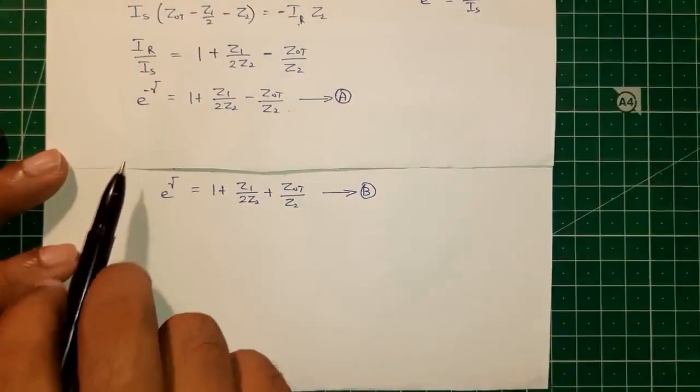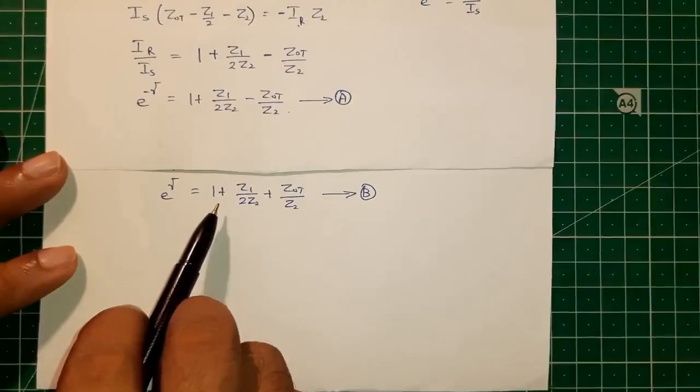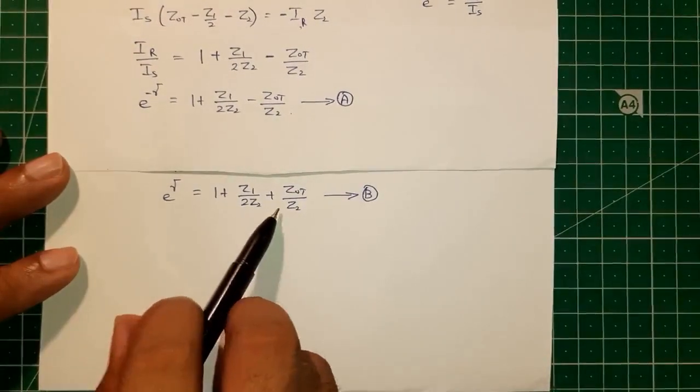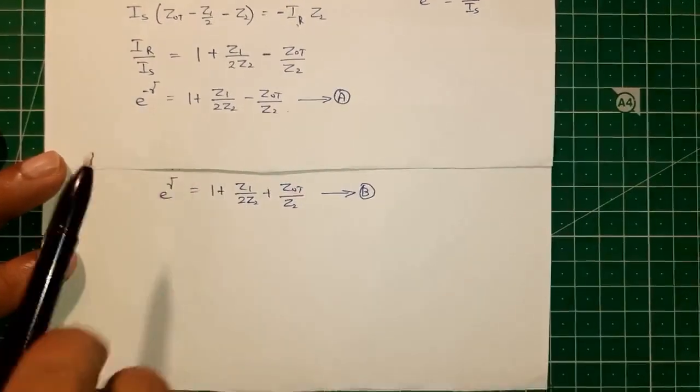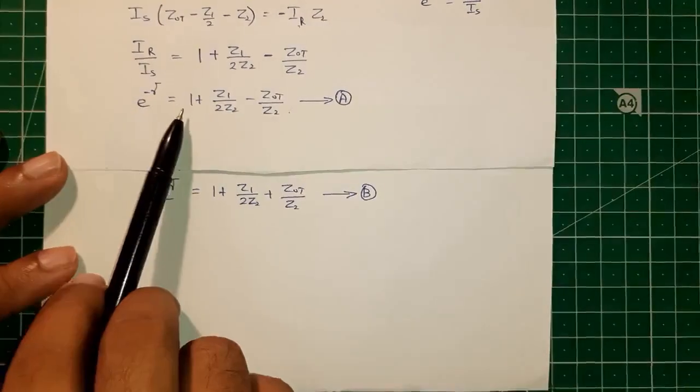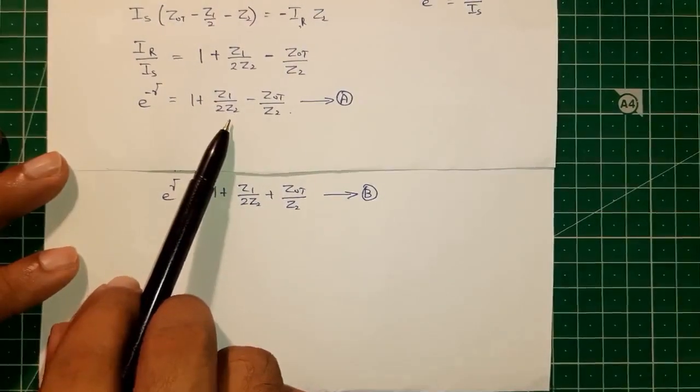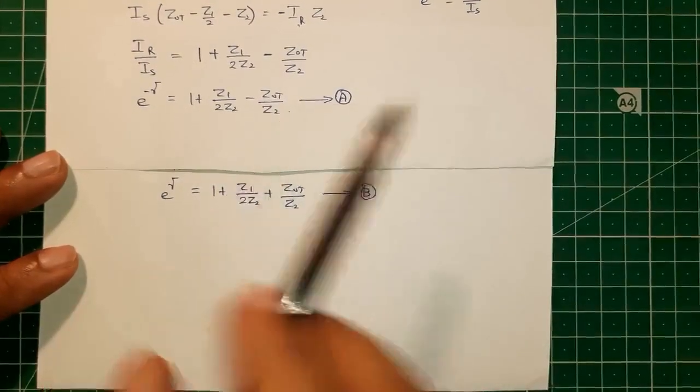So we have these two equations. E power gamma is equal to 1 plus Z1 by 2 Z2 plus Z0 t by Z2, and e power minus gamma is equal to 1 plus Z1 by 2 Z2 minus Z0 t by Z2.